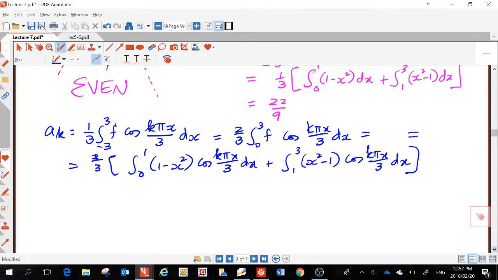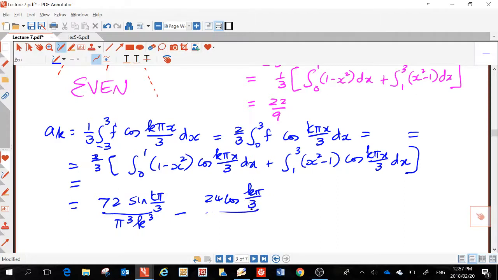So the final answer there, let me just give you the answer because it will take us time to compute this. You can just write down this answer: 72 sine k pi over 3, over pi cubed k cubed, minus 24 cos k pi over 3. You can just jot this down for completeness. Doesn't mean much. Pi squared k squared plus 36 minus 1 to the k pi squared k squared.